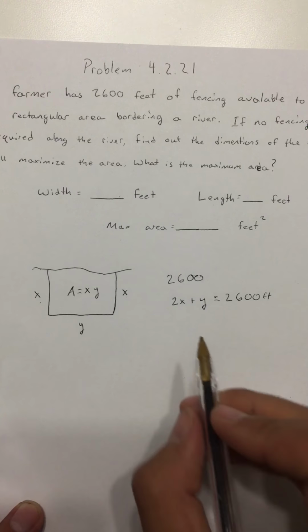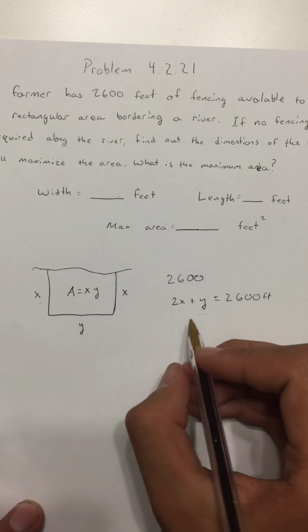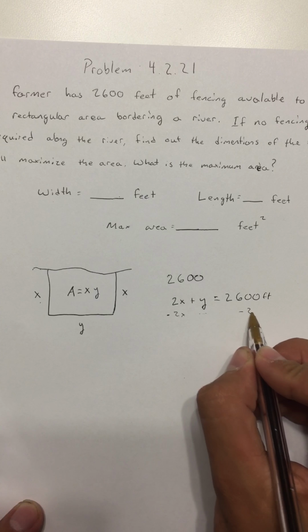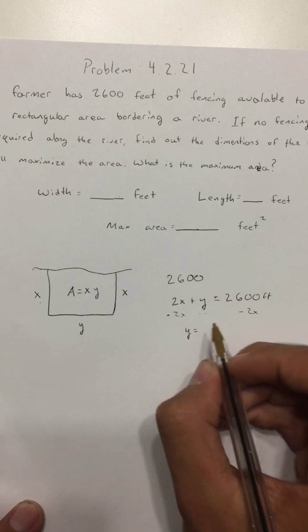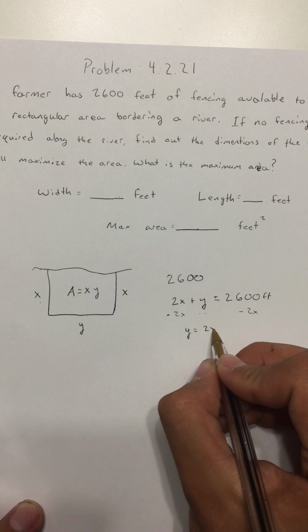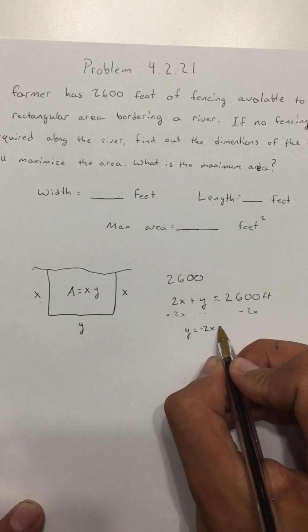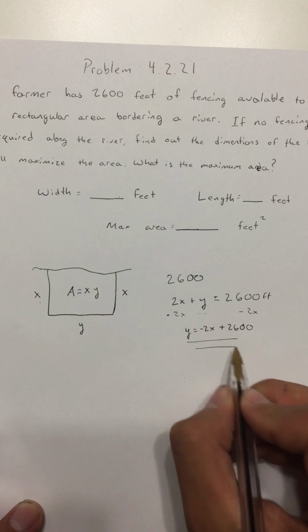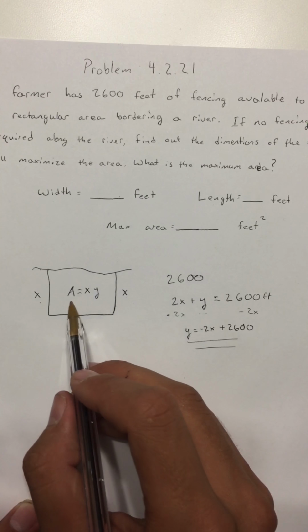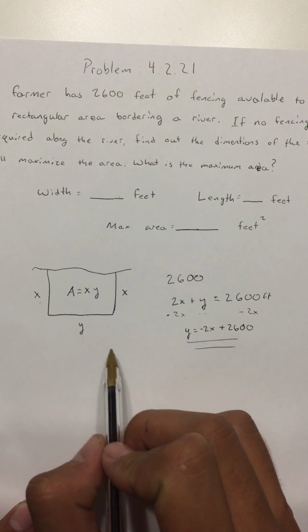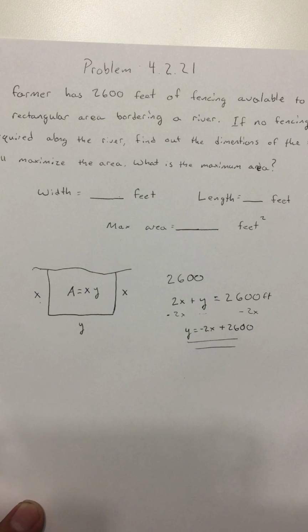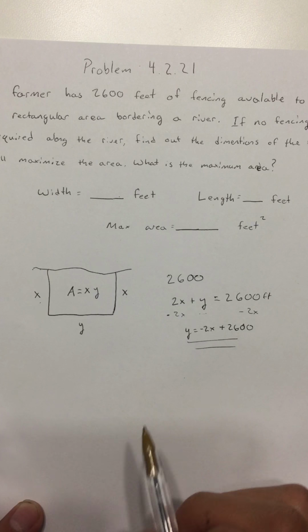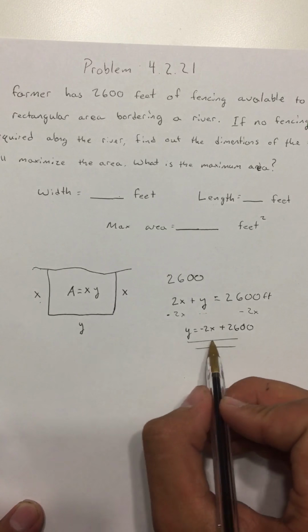Now, what we need to do is we need to get y by itself. So let's subtract 2x from both sides. We get y equals negative 2x plus 2,600. Okay, so here's one equation that we have. Here's another equation that we have, though, and if we combine them, it'll make a quadratic equation, and then we can start finding the maximum area and such.